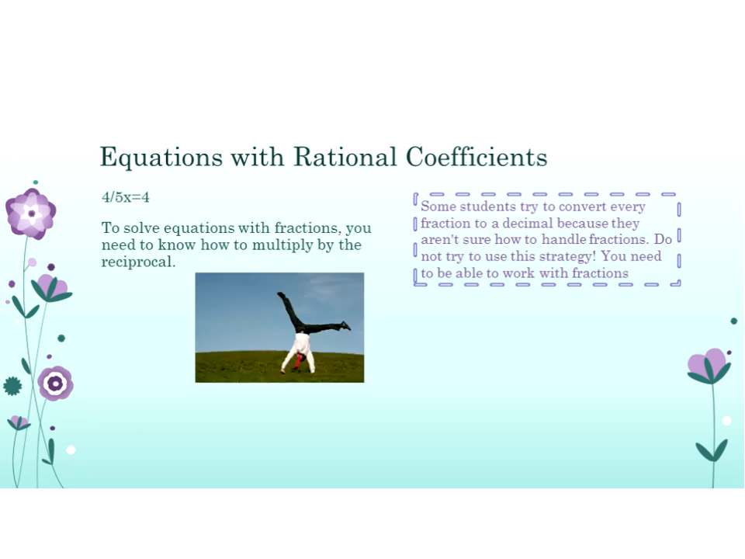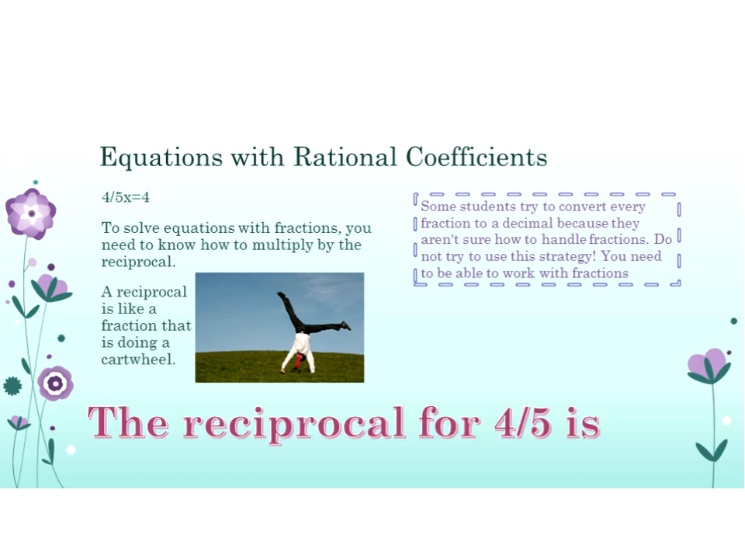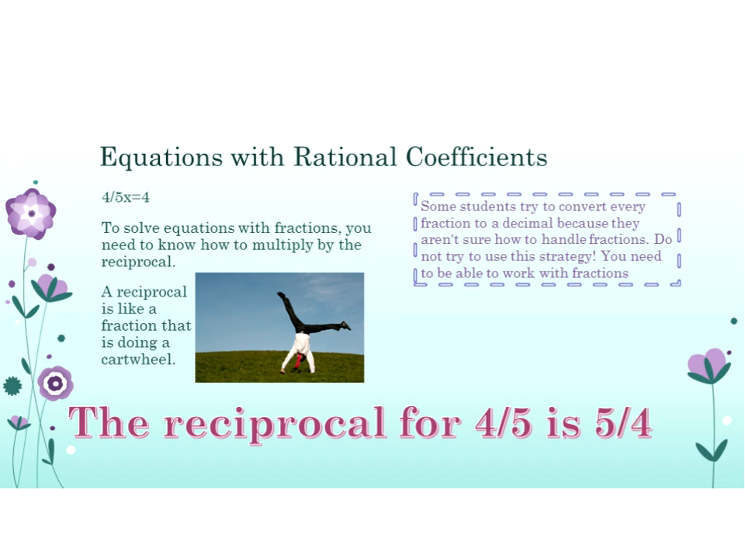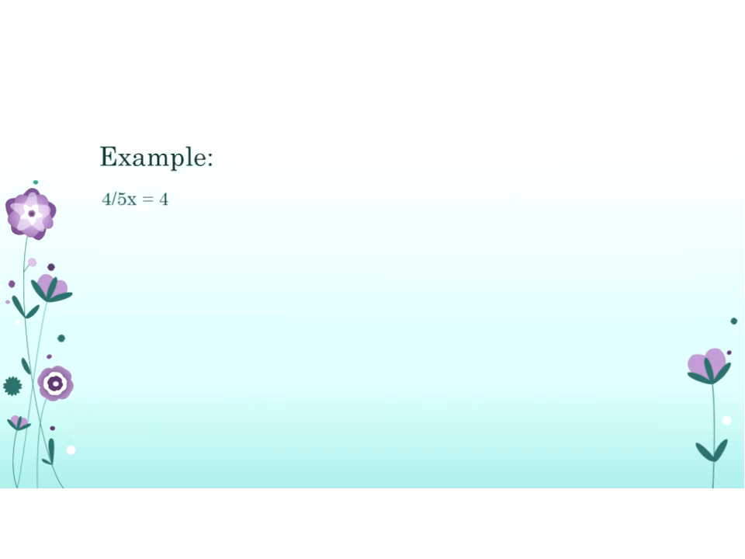Think of somebody doing a cartwheel. That's like what a reciprocal is. If the fraction was doing a cartwheel, it'd be turned upside down. So the reciprocal for 4/5 is 5/4. It's a fraction that has switched places. The numerator becomes the denominator and the denominator becomes the numerator. Doing this allows you to get rid of your fraction coefficient so you get your variable by itself.